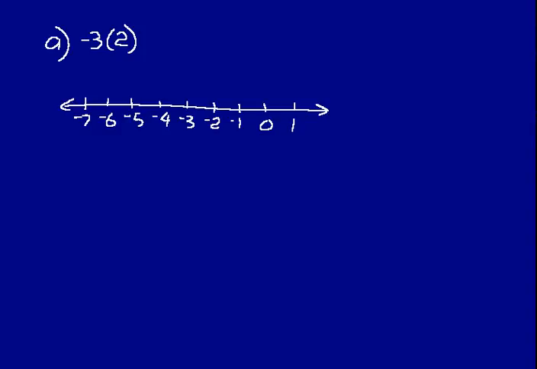Okay, and so what you're doing here is you can think of it a couple of different ways. You can do 3 times 2 and then figure out the opposite of that, or you can do negative 3 twice. That's how I'm going to do it, is just do negative 3 twice. So I'll start there at 0, negative 1, 2, 3, negative 1, 2, 3. And so you end up at negative 6. And so you can just write that as your answer.